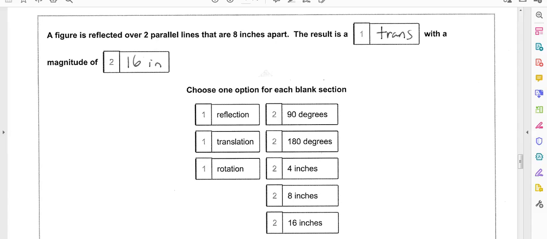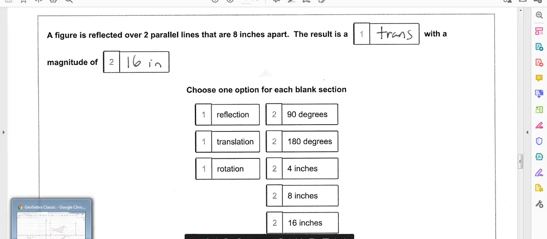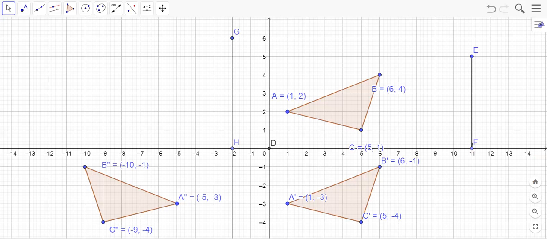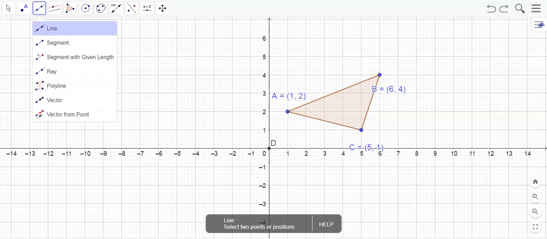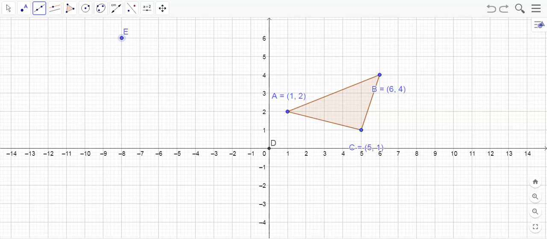So I could actually show this. This one you could make up your own figure. So let me just undo a bunch of stuff. And we could keep this original shape if we wanted to. And let's put in 2 lines. Let's just use the y-axis. And then let's do another line, 8 inches. We'll pretend each of these squares is an inch. So I'm going to put another line in 8 inches away.